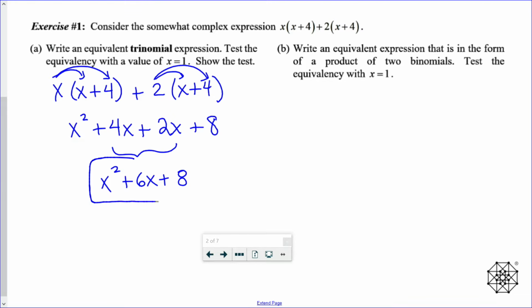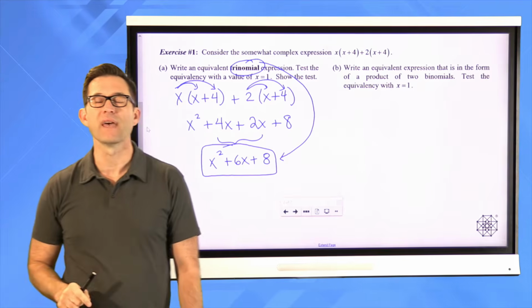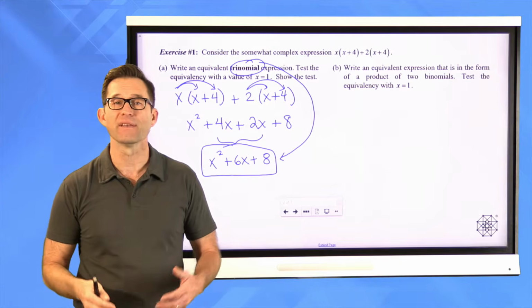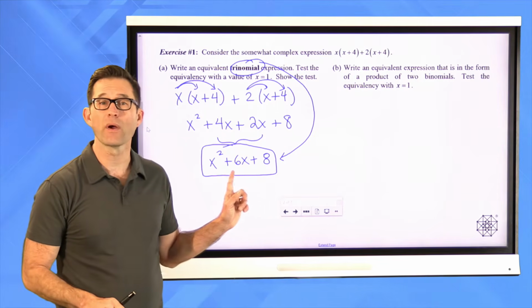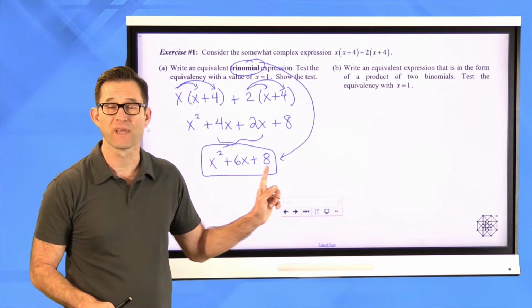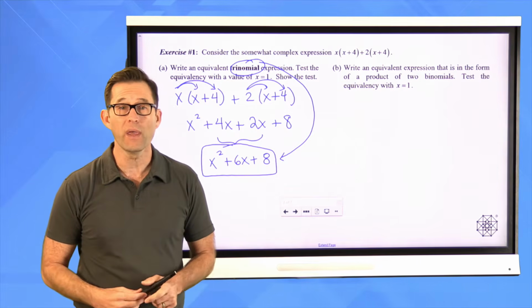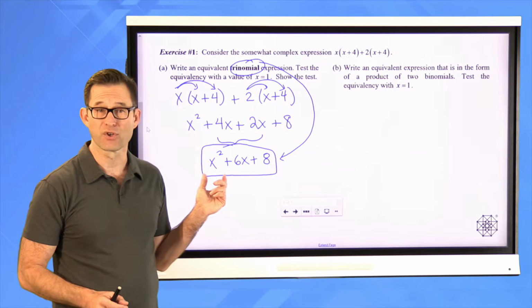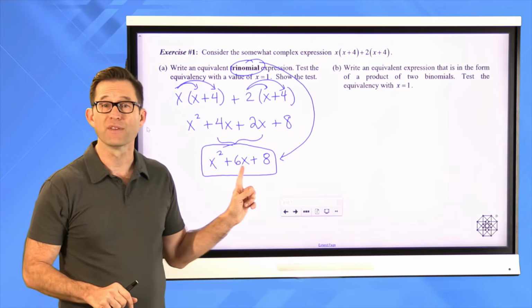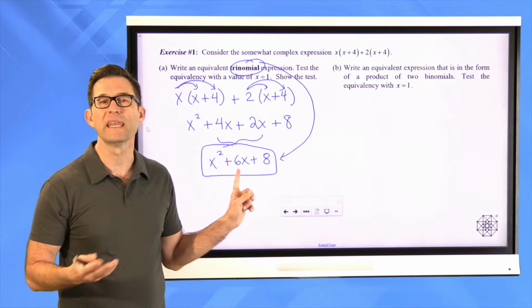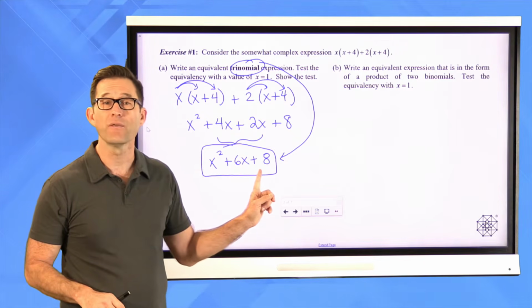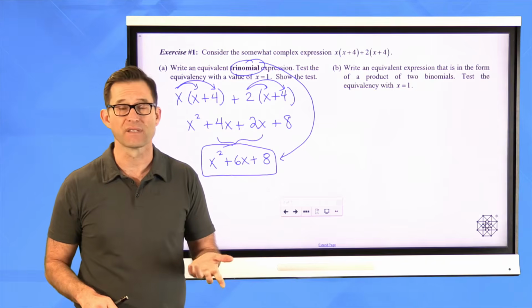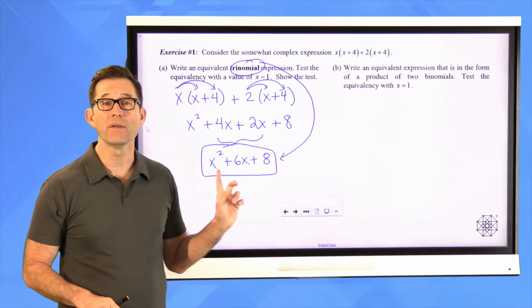I want to go back to a little piece of terminology: trinomial. A trinomial is a polynomial, or an expression, that has 3 terms. One term is x squared, one term is 6x, one term is 8. Often trinomials that we work with in Algebra 1 will have what's called a quadratic term. That's a term raised to the 2nd power. A term that's raised to the 1st power is called a linear term, and a term that has no variable on it at all is called a constant term. So 1, 2, 3.